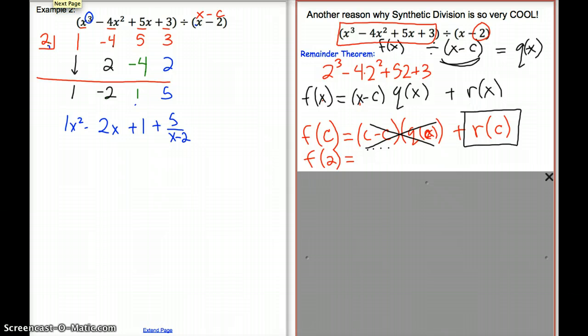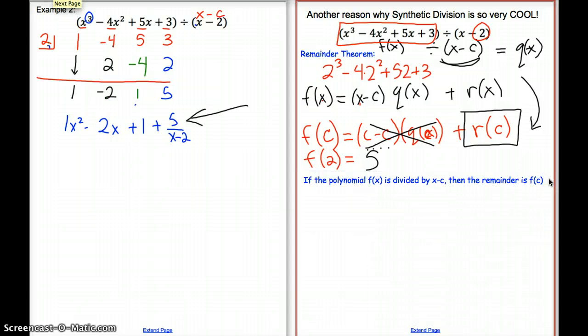And in our case, remember our remainder? Our remainder over here was 5. So that means that f of 2 will be 5. Now, this was all trying to help you explain the why. But here's the thing you need to know and use in the class. The thing you need to know is that if a polynomial is divided by x minus c, then the remainder is the function at c, every single time.